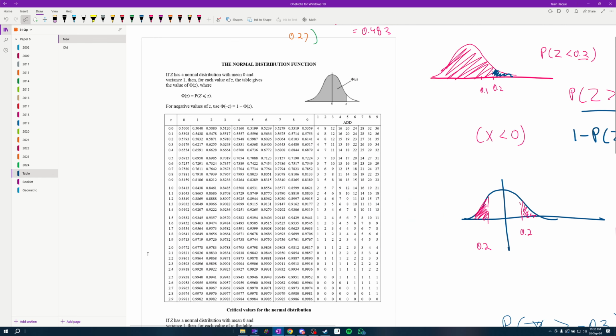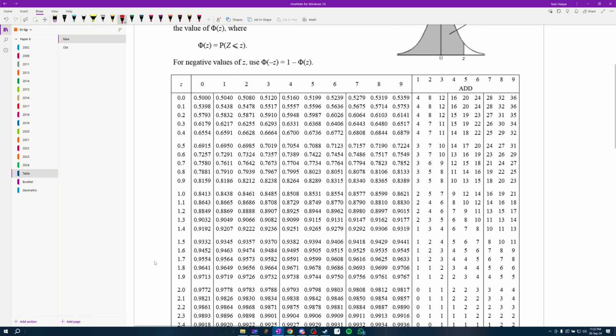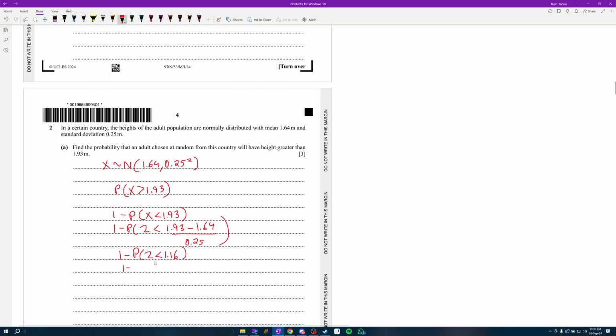So I'm looking for 1.16, yeah? So 1.1 and 6. 1, 2, 3, 4, 5, 6. Here you go. 1.16 is 0.8770. So the answer is 0.123. Fine. That's good.